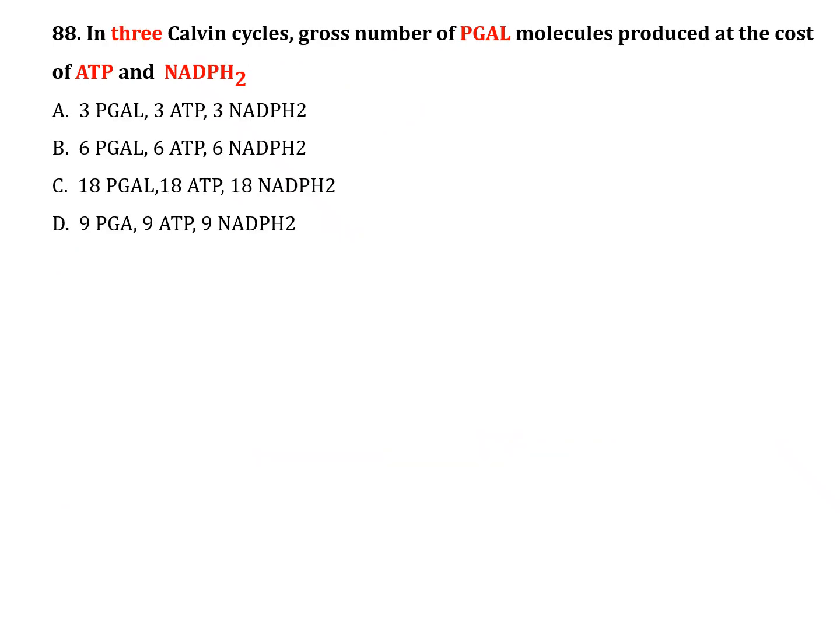The next question, number 88. In 3 turns of the Calvin cycle, the gross number of PGAL molecules produced at the cost of ATP and NADPH2 is: option A, 3 PGAL, 3 ATP, 3 NADPH2; option B, 6 PGAL, 6 ATP, 6 NADPH2; option C, 18 PGAL, 18 ATP, 18 NADPH2; option D, 9 PGAL, 9 ATP, 9 NADPH2. The correct answer is option B, 6 PGAL, 6 ATP, 6 NADPH2.